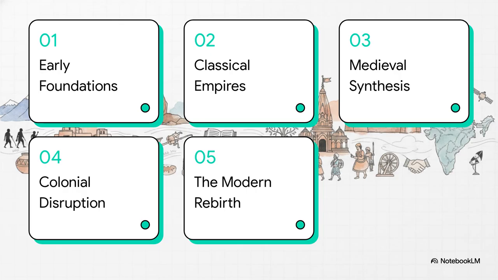Okay, let's dive into this. To make this huge timeline actually digestible, we've broken it down into 5 key eras to give you a really clear historical roadmap. We're going to start with the early foundations, move into the classical empires, explore the medieval synthesis, examine the colonial disruption, and finally, look at the modern rebirth.